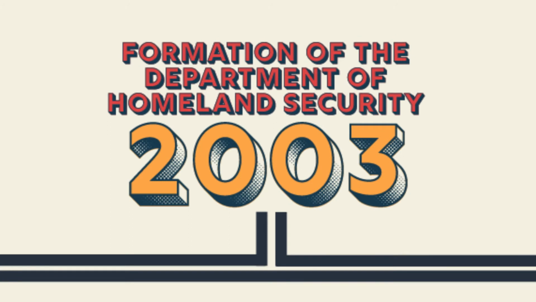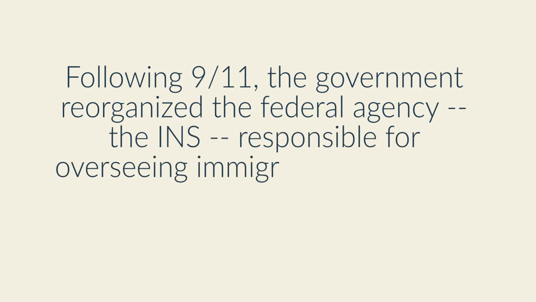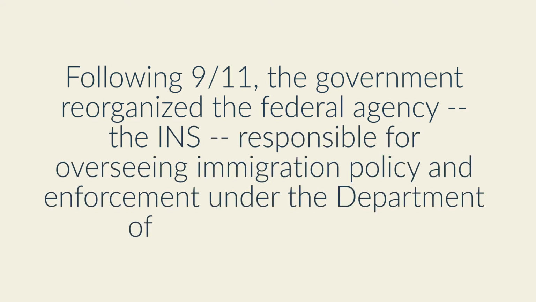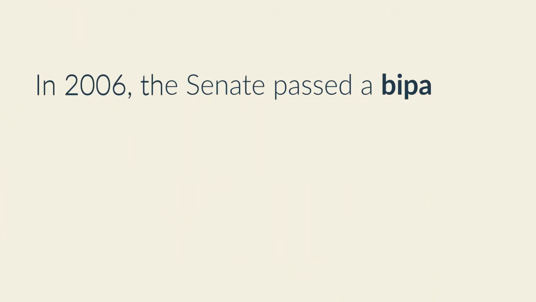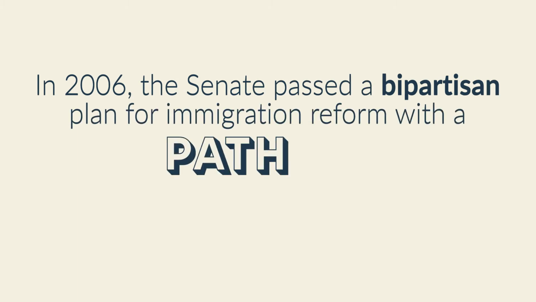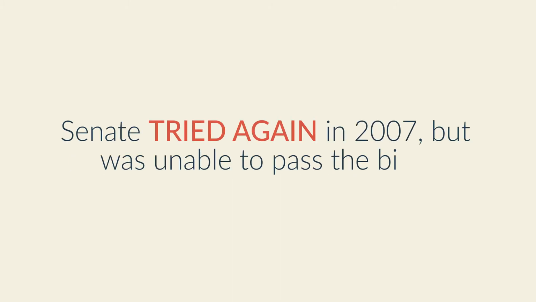2003. Formation of the Department of Homeland Security. Following 9/11, the government reorganized the federal agency responsible for overseeing immigration policy and enforcement under the Department of Homeland Security. 2006. Immigration Reform Flounders. In 2006, the Senate passed a bipartisan plan for immigration reform with a path to citizenship, but the bill was not taken up by the House. The Senate tried again in 2007, but was unable to pass the bill a second time.